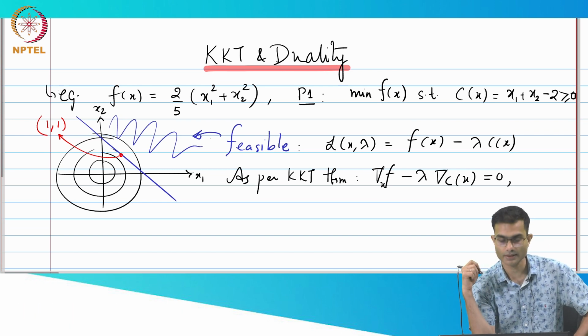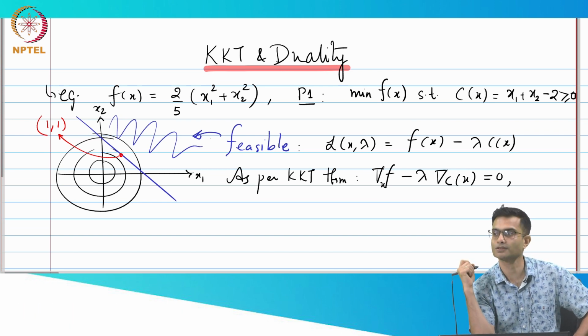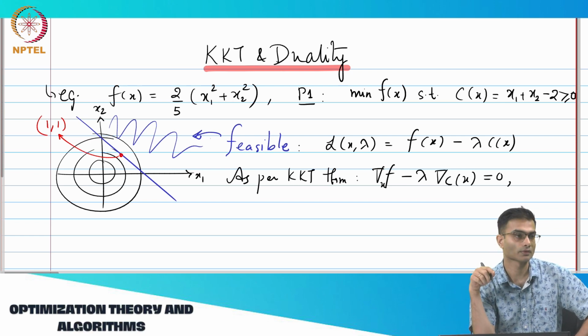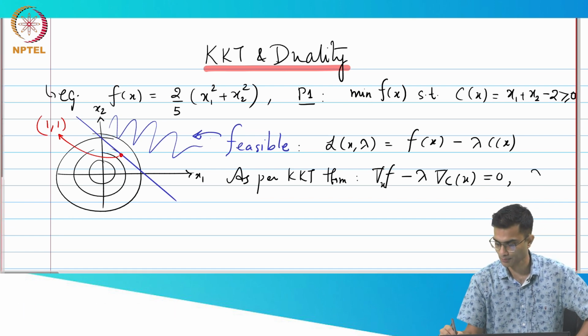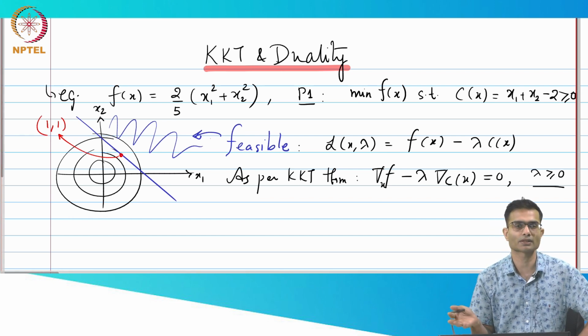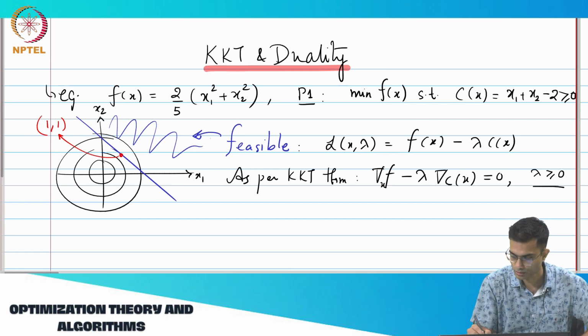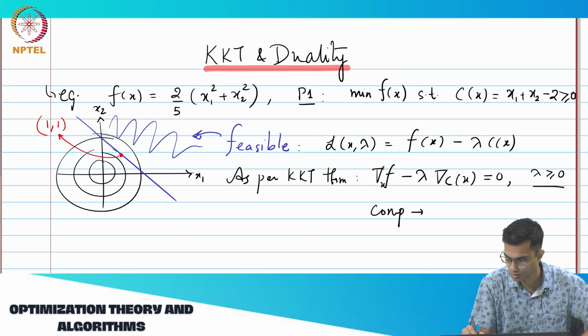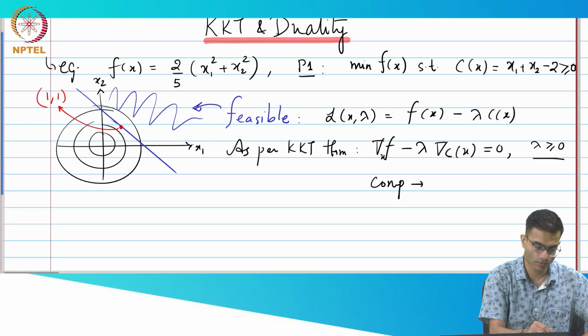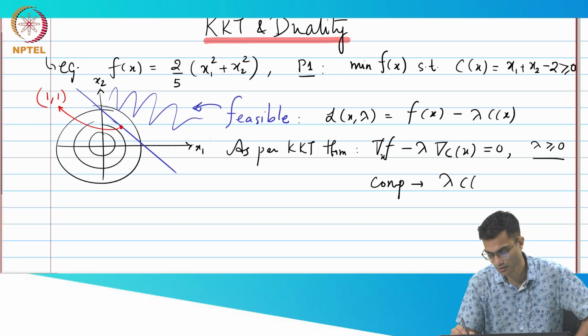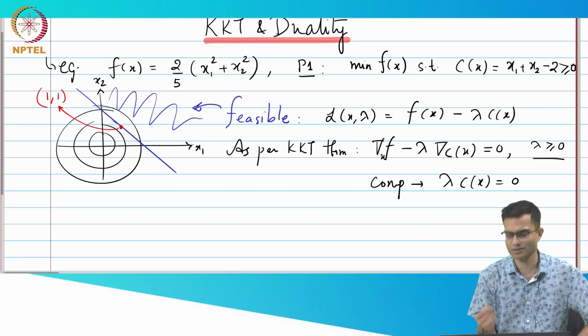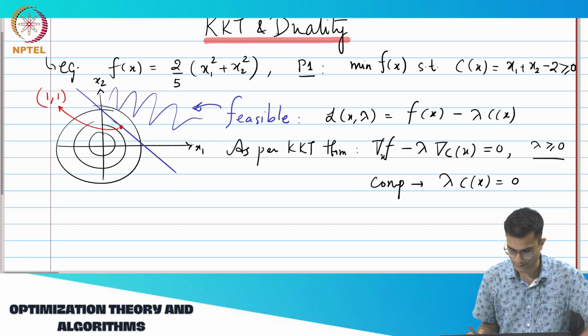What else does KKT tell me? Any condition on lambda? Lambda should be greater than or equal to 0 because it's an inequality, not an equality. Right? So lambda should be greater than or equal to 0. This is due to the inequality. If it were an equality, there is no sign constraint; lambda can be positive or negative. And complementarity will tell me, what is the complementarity condition? Lambda times c(x) is equal to 0. This is basically what the KKT theorem tells us.